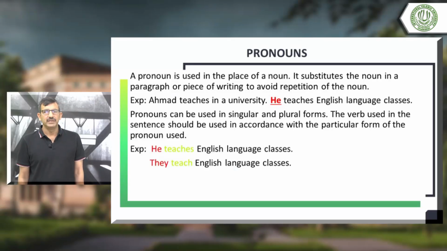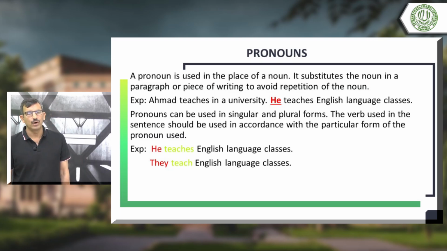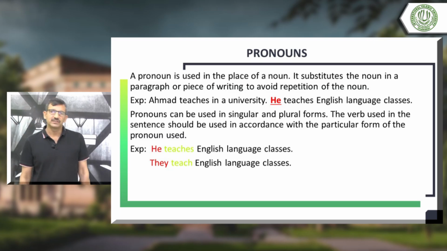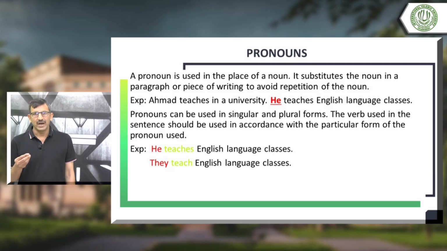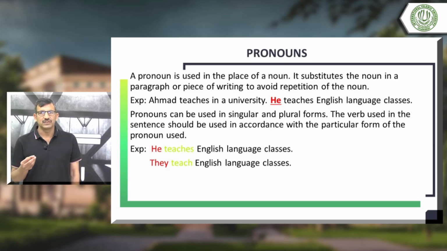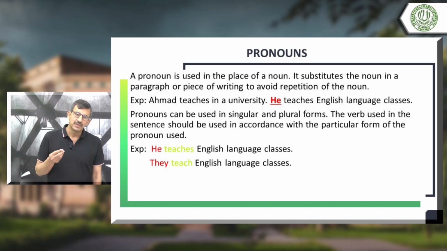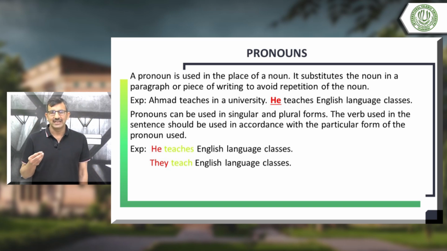Pronouns can be used in singular and plural form. The verb used in the sentence always should be in accordance with the particular form of the pronoun used. For example, he teaches English language classes. They teach English language classes. In both sentences, he requires teaches because it is a singular pronoun. And in the next sentence, they teach English language classes, the pronoun is plural, they is used, that is why we use teach, the verb accordingly.